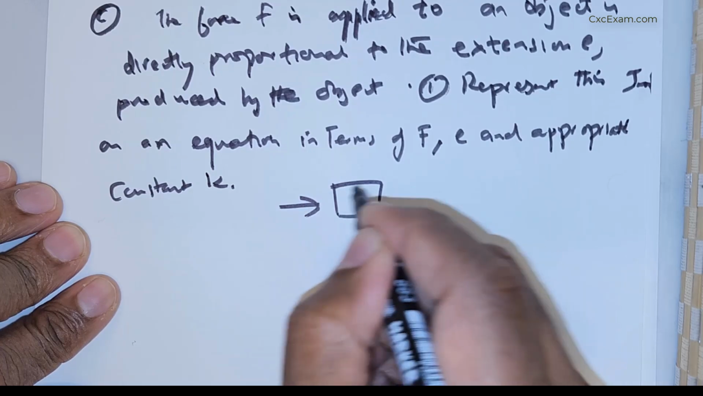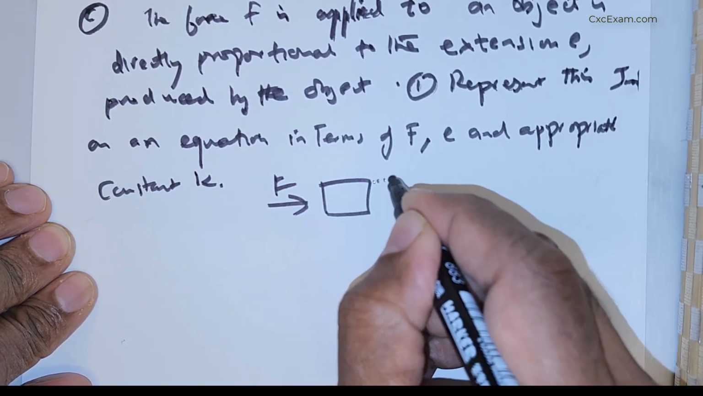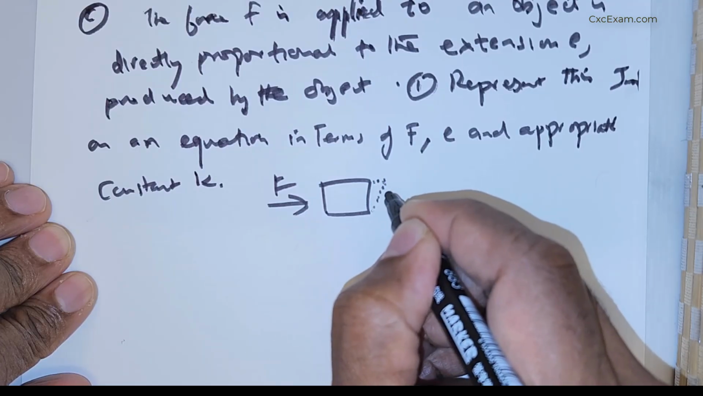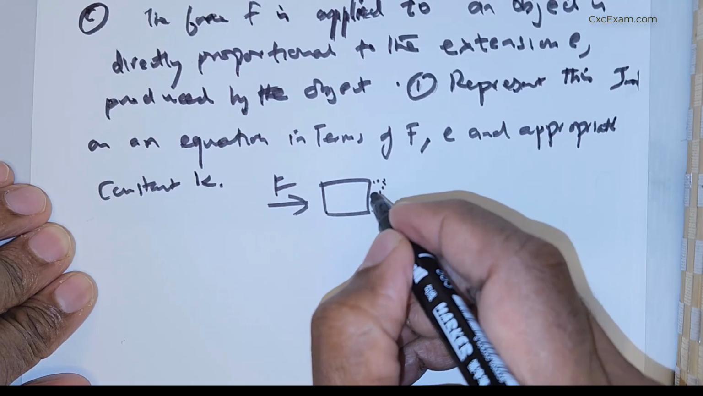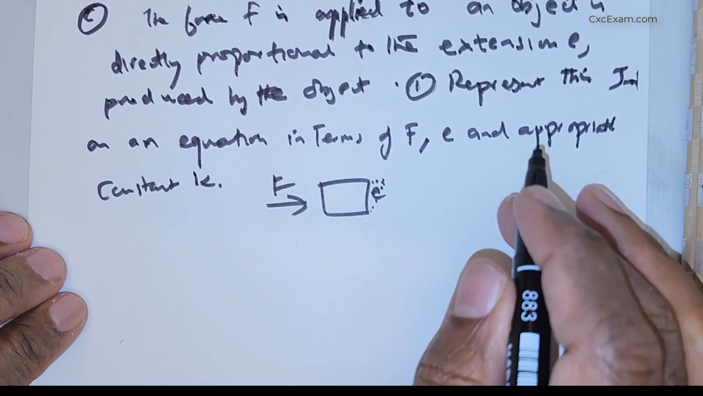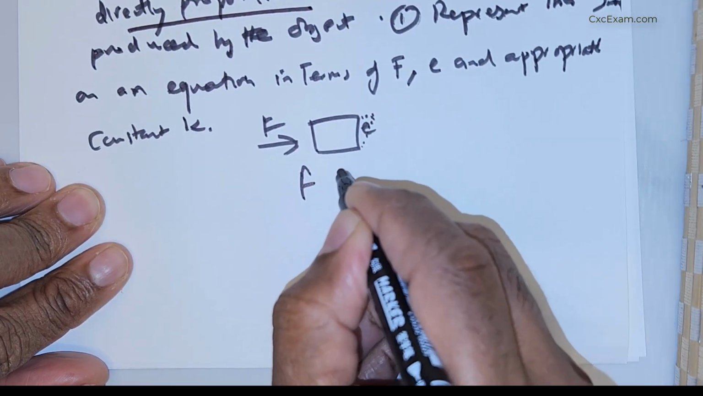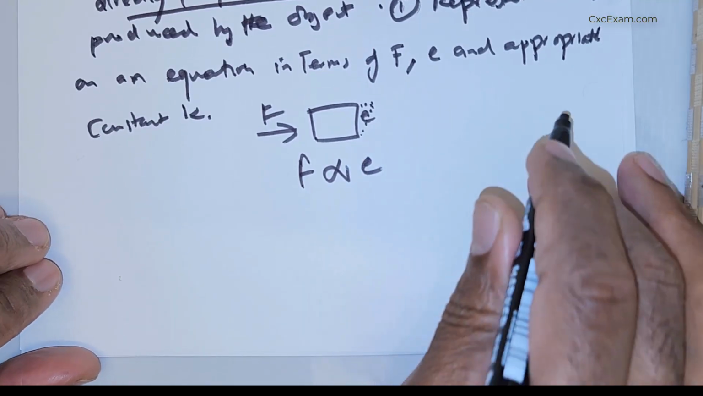Now there is a force that's been applied to this object. Now the object is actually extending. Okay, it need not extend totally symmetrically, but there will be some extension that is represented as E, and it states that F is directly proportional to E. So this is how the equation is formed.